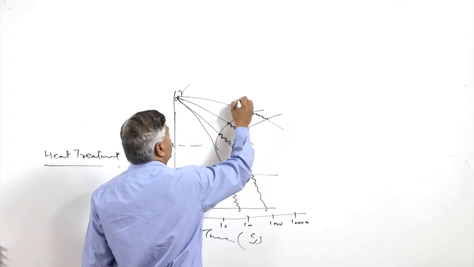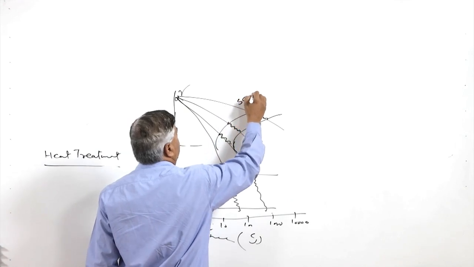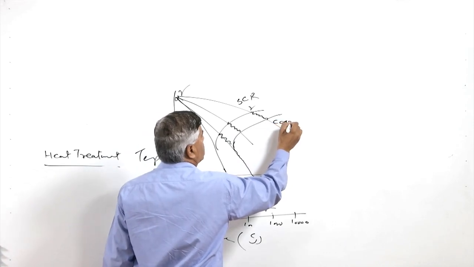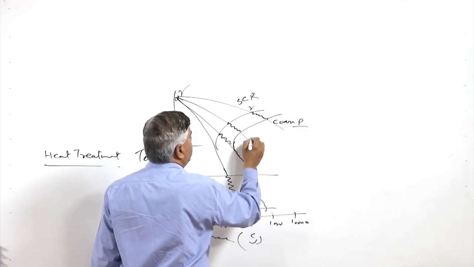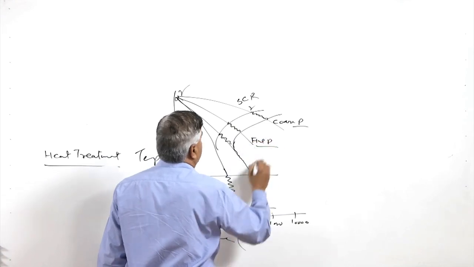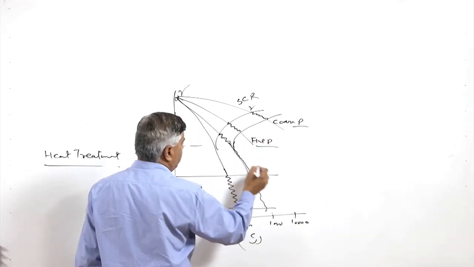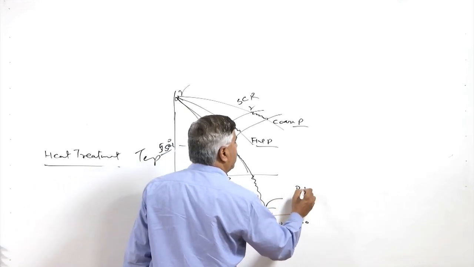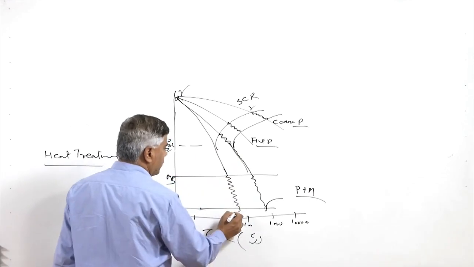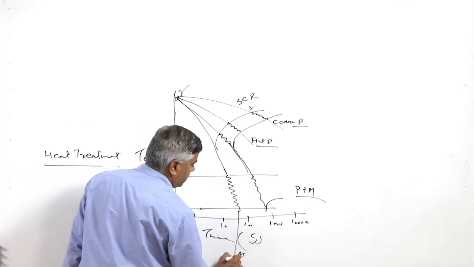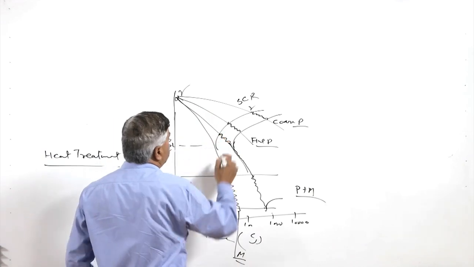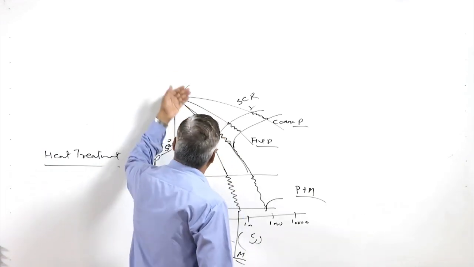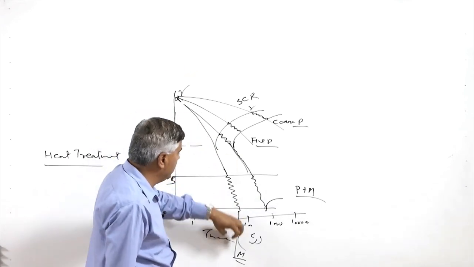A slow cooling rate results in the transformation of austenite into coarse pearlite. Here it will lead to fine pearlite. Here it will be a mixture of both. Here we will have pearlite plus martensite, and here the whole of the austenite will transform into martensite. So, this is the minimum cooling rate that must be applied to transform the whole of the austenite into the martensite.